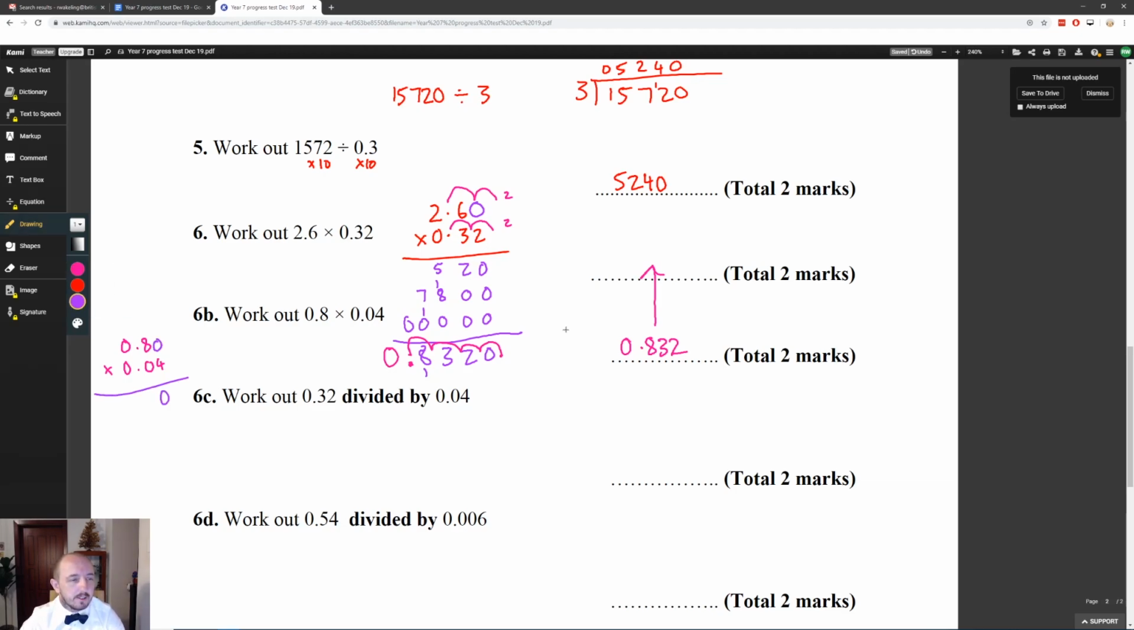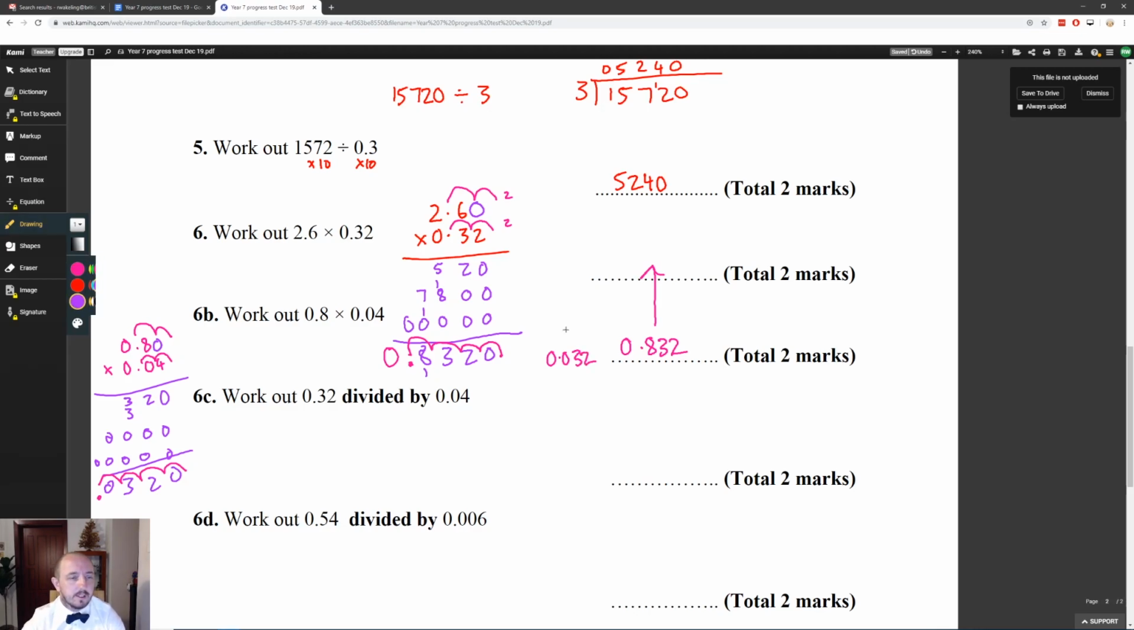4 times 8 is 32. 4 times 0 plus the 3. Then we leave a 0, and we leave another 0. So all of these are zeros here. Add these together: 0, 2, 3 zeros, and we count in our decimal places again. So we've got 1, 2, 3, 4. So we'll go 1, 2, 3, 4. We have 0.032.